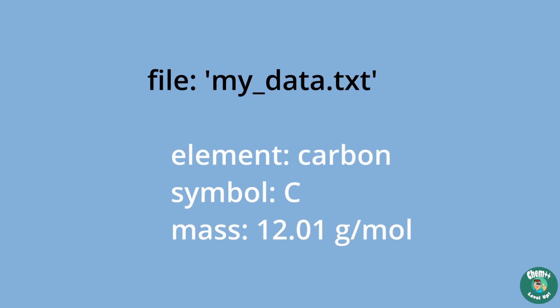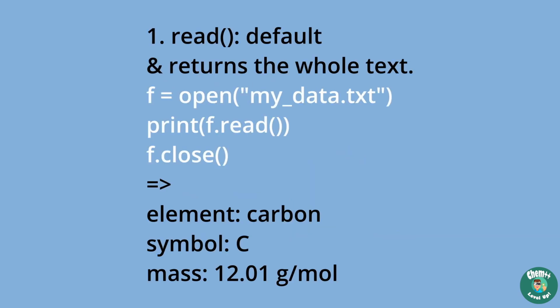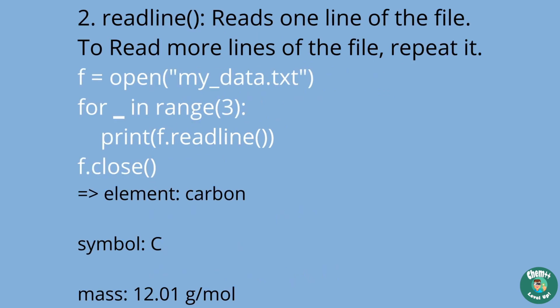Let's say we have a file called mydata.txt with some elemental info: carbon, symbol C, mass 12.01. We have a buffet of ways to consume this data. The whole hog. Read, this returns the entire text as one giant string. The one-liner. Readline. This reads just one line.